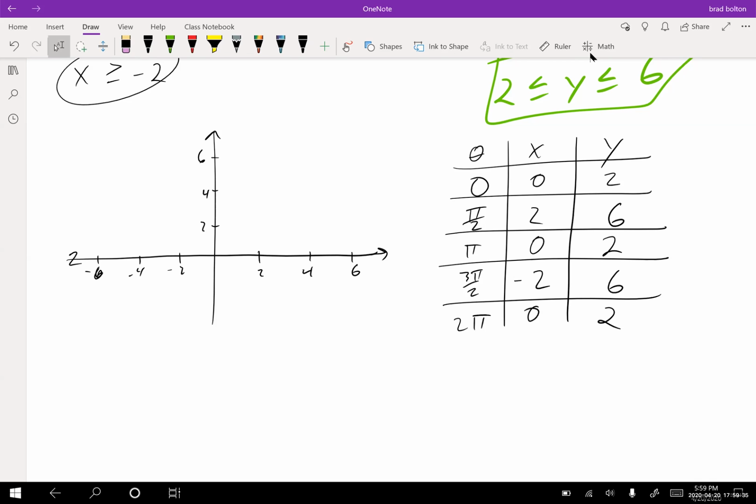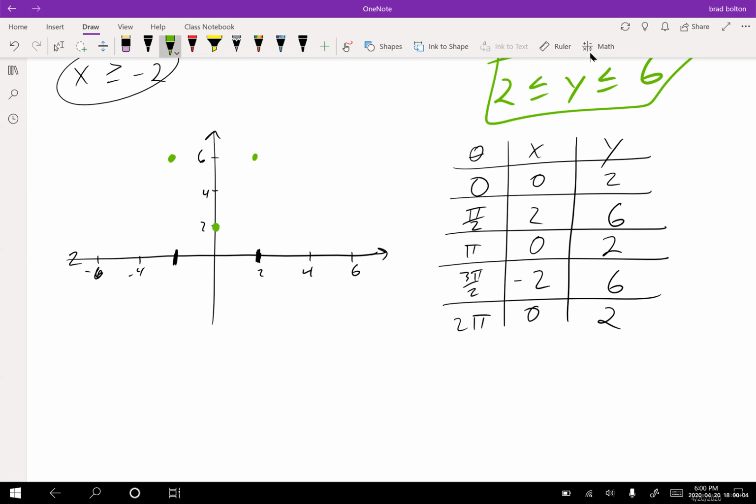Okay, so let's see what we got here. I'm going to go over 0 and up 2. Let's put a point right here. I'm going to go over 2 up 6. Put a point right here. I'm going to go over 0 up 2 again. Put a point right here. I'm going to go over -2, and I'm going to go up 6 again right here. Oops. Oh, it's a little bit off, huh? It's not very symmetric.